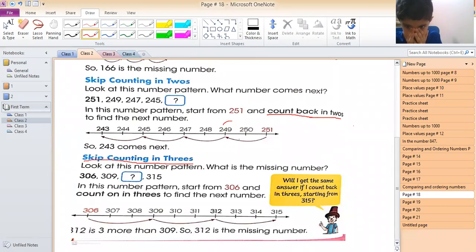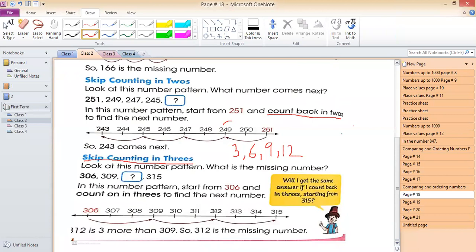Skip counting in threes. The easy example: 3, 6, 9, 12. If you want to skip count in threes, open 3 fingers or draw 3 lines. 1, 2, 3. After 3, count 4, 5, 6. This is 6. Then 7, 8, 9. This is 9. 10, 11, 12. This is 12.